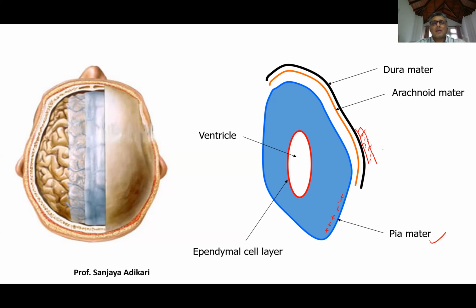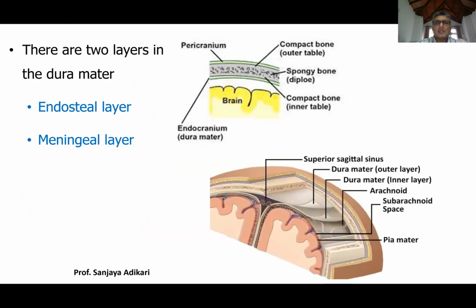Then we also said that there are ventricular spaces, cavities inside the brain, lined by ependymal cell layer. We discussed it. Now if you first discuss the Dura mater, Dura mater has 2 layers. At least we describe 2 layers. It's actually one layer. It's one layer like this.